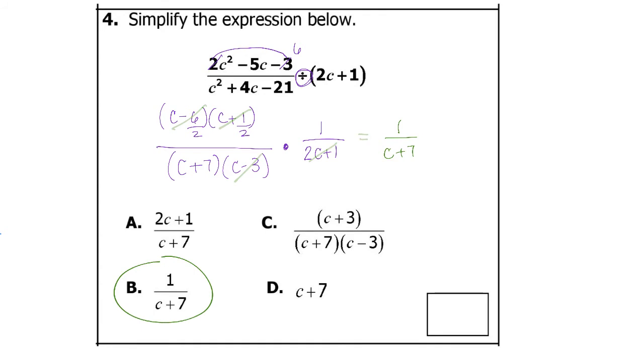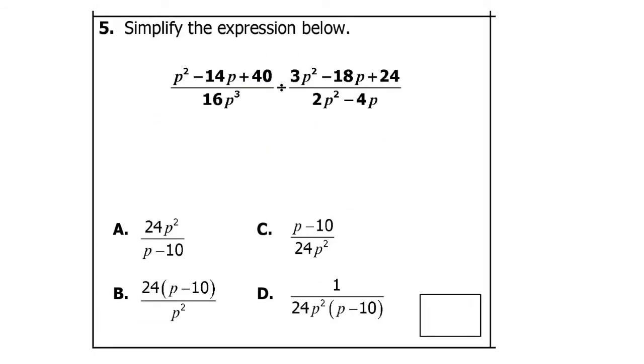Okay, moving on. Now with this problem, we have a lot of factoring. We have a lot of steps to it, so don't get lost in it. So the top part we're going to factor is going to give us P minus 4 times P minus 10. And then in the denominator, 16P cubed. We're going to change that division to multiplication, and we need to flip over the second fraction.